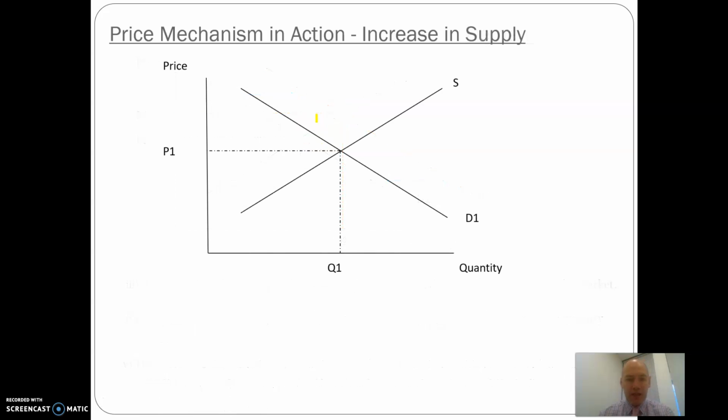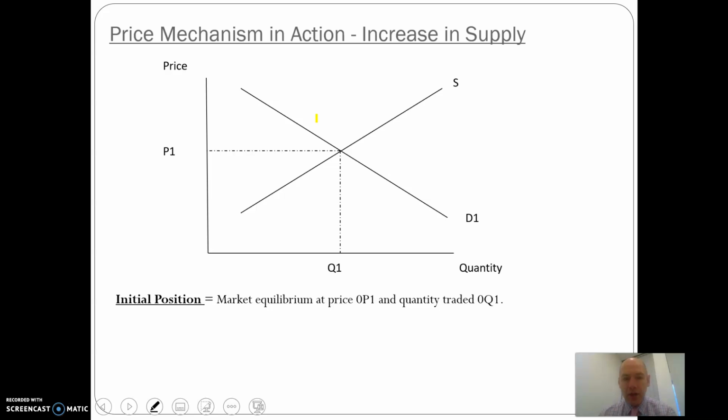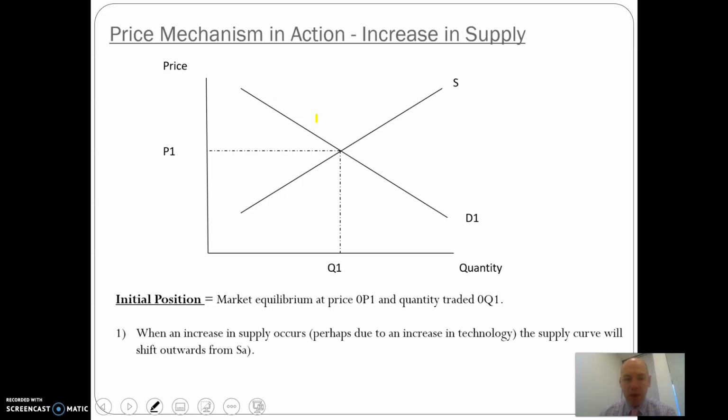Now the next one, you guys are going to have to write all of these down. So take note and take care. This is page 75. You need to do all of this yourself. Again, we start off with an initial market equilibrium, 0P1, and quantity traded 0Q1.